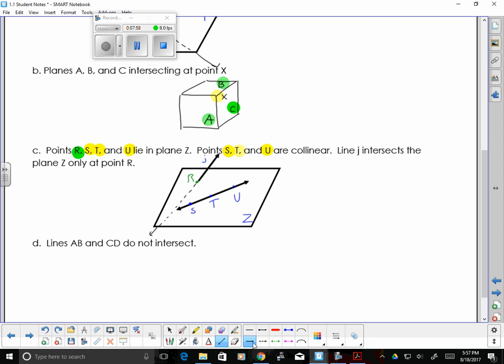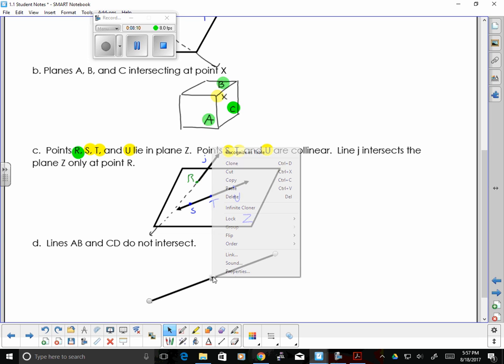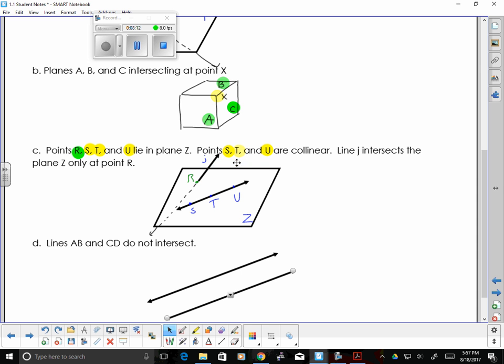Lines AB and CD do not intersect. All right, that should be an easy picture. There's a couple different ways to draw it, but probably the easiest or the simplest would be to take parallel lines, right? And we need to name them. So this one goes from a point A through a point B. This one goes through point C and point D. They're parallel. We could also draw skew lines, which we haven't talked about that term, but lines that are in different planes and don't intersect.